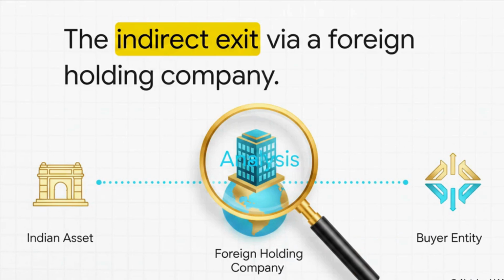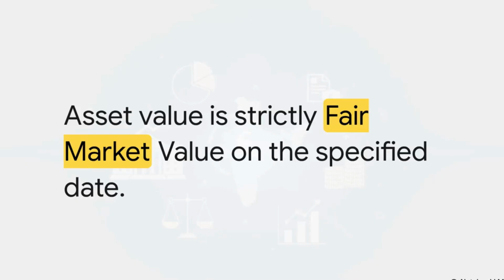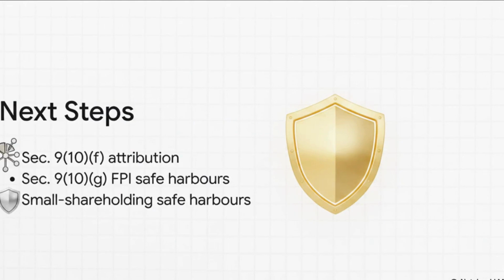The analysis now turns to indirect transfers using a foreign holding company with Indian subsidiaries. We must apply the Section 9, Subsection 10 substantial value test to the foreign share sale. That asset value relies strictly on fair market value, determined on the specified date under Rule 11. If thresholds are met, check Indian asset attribution and specific foreign portfolio investor safe harbors.